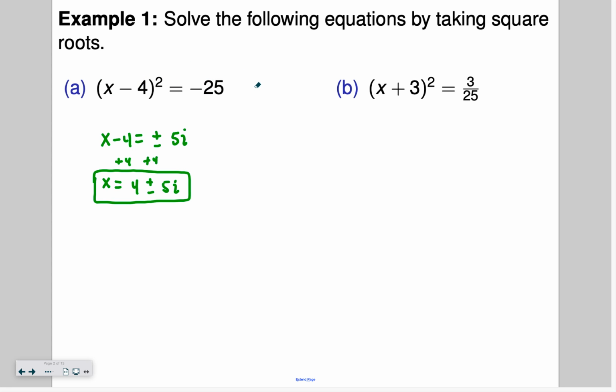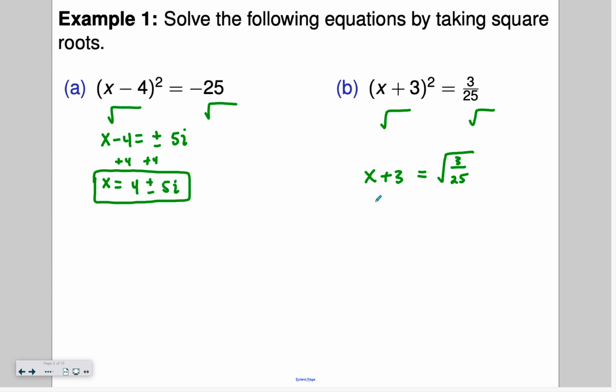I'm going to clear that off so you can see the original problem. So I took the square root of both sides of the equation. All right, you guys can try this next one if you feel like it, or you can unpause the video or just keep watching. Square root both sides yet again. This is something squared equals a number. So we end up with x plus 3 equals the square root of 3 over 25.